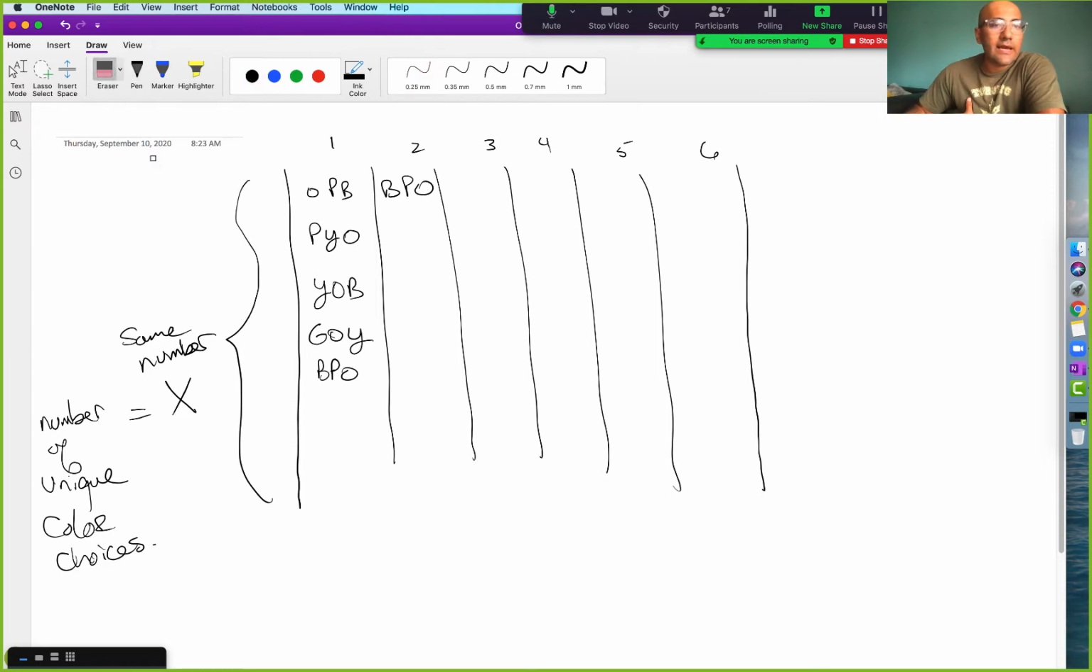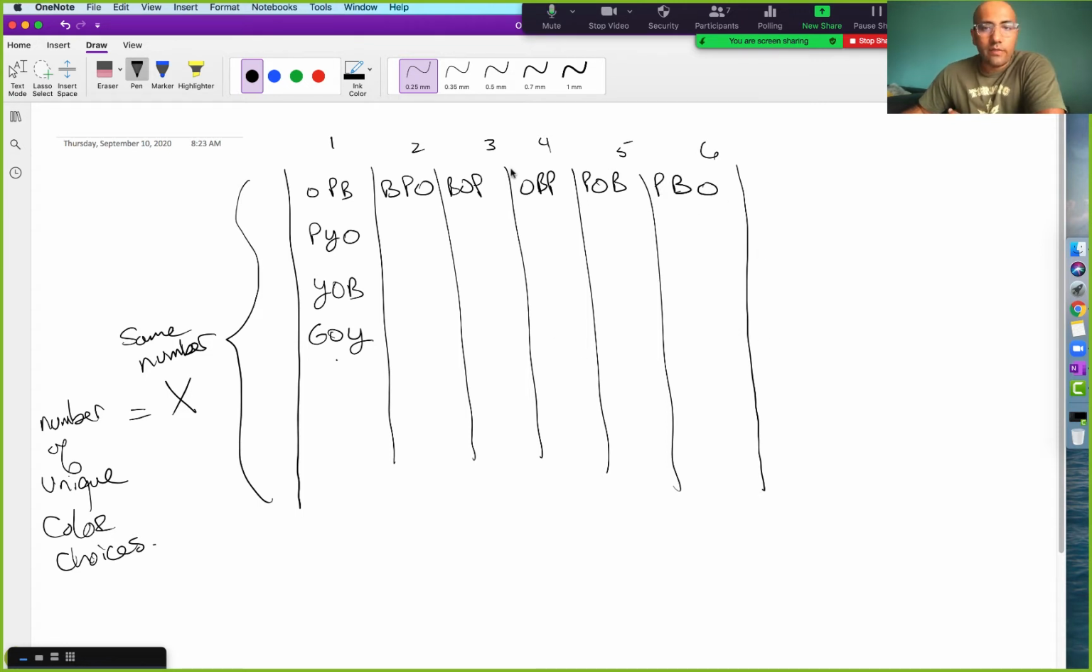So I just want to organize it in a way where going in this direction is all the ways in which we can choose unique color choices. Once we've made that, then we go across this way and find out how many ways there are to move them around. And we already know that there are 6 ways. So there's BPO, BOP, OBP, POB, and PBO. There are 6 ways.